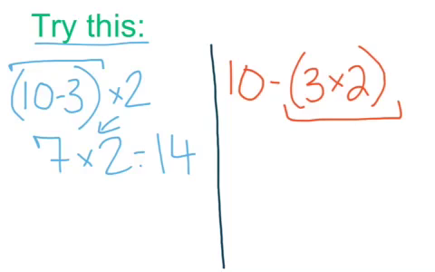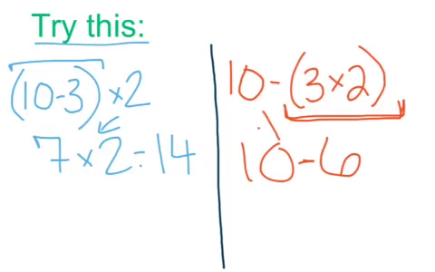Now let's see what happens when we do our 3 times 2 parentheses first and then subtract it from 10. So 3 times 2 is going to get us to 6. Bring down our 10 and our minus sign, so bring that down from above. 10 minus 6 is going to get us to 4. Completely different answers.